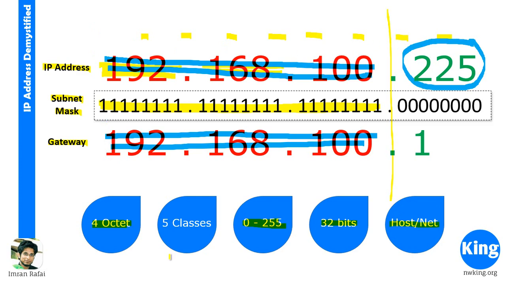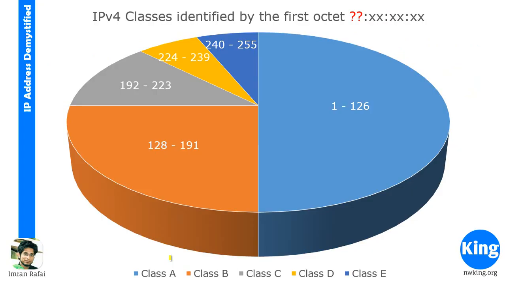Next is the classes. To look at that, we look at this slide. IP addresses have different classes. The class of an IP address is decided by the first octet. So let's assume the first octet of the IP address is between 1 and 126. In that case, it is a class A IP address. If the first octet is between 128 and 191, it is a class B IP address. If the first octet is between 192 and 223, it is class C, and between 224 and 239, it is class D. 240 to 255, it is class E.